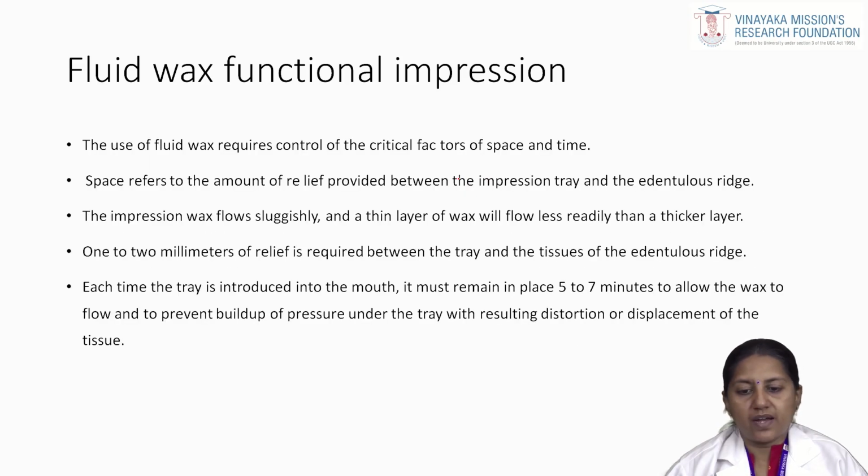The use of the fluid wax controls critical factors of space and time. Space refers to the amount of relief provided between the impression tray and the edentulous ridge. The impression wax flows sluggishly, and a thin layer of wax will flow less readily than a thicker layer. 1 to 2 mm of relief is required between the tray and the tissues of the edentulous ridge. Each time the tray is introduced into the mouth, it must remain in place 5 to 7 minutes.